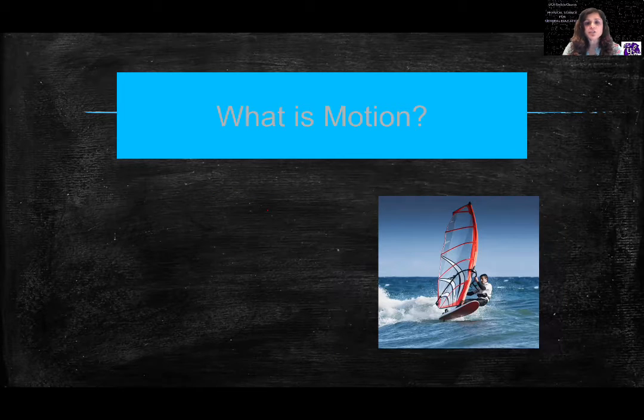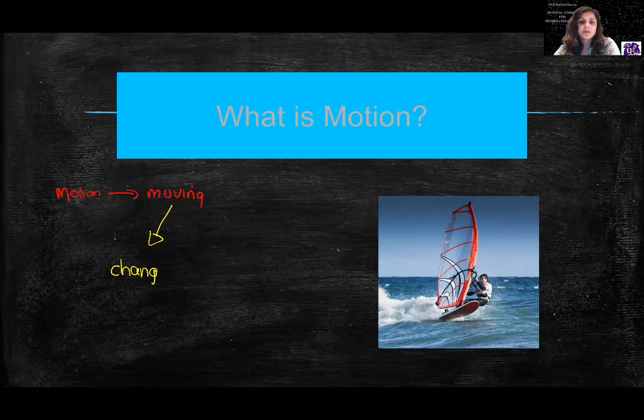So, what is motion in the first place? When we think of motion, we think of something that's moving. And when we have things that are moving, we know it's moved. Let's say you left something on your desk, and when you come back, you're like, who moved my pencil? Well, the only reason why you would say who moved it is because now it's in a new position. So moving is a change in position.